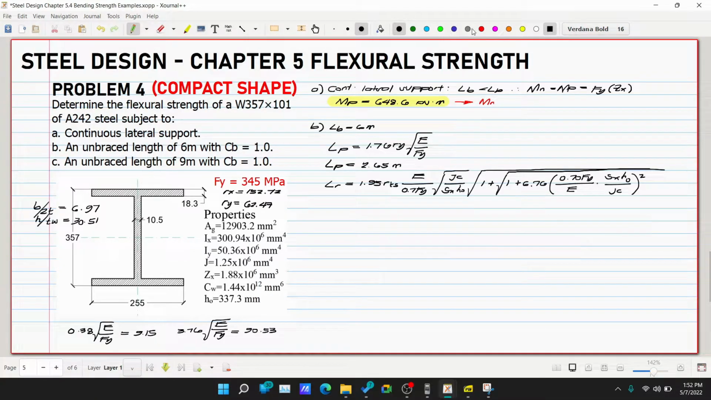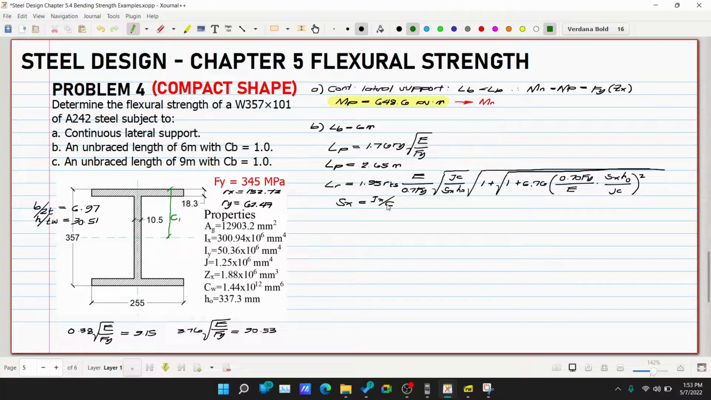So, check natin kung ano yung mga given. Meron ba tayong RTS? Wala. Meron tayong E, Fy, meron tayong J, meron tayong C, meron tayong SX, kasi makukuha natin yung sa IX. H sub O, meron tayo. Okay, so yun lang mga kailangan natin. So, solve natin yung SX. SX natin is equivalent sa IX over C. Yung ating C is ito, yung tinutukoy ko na C.